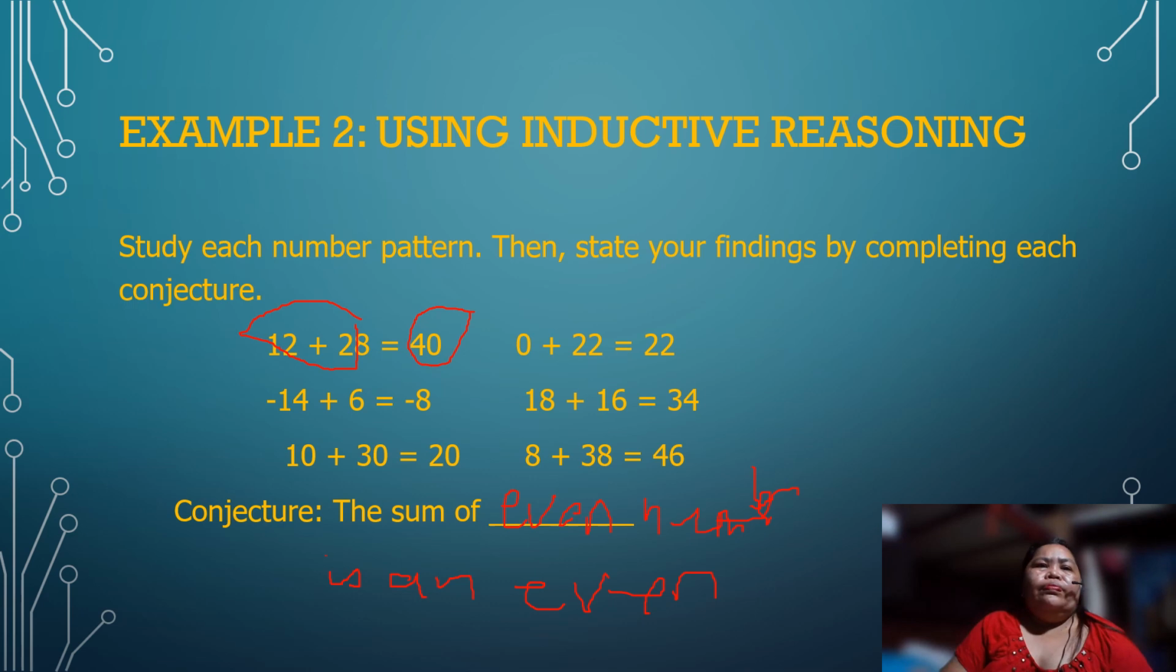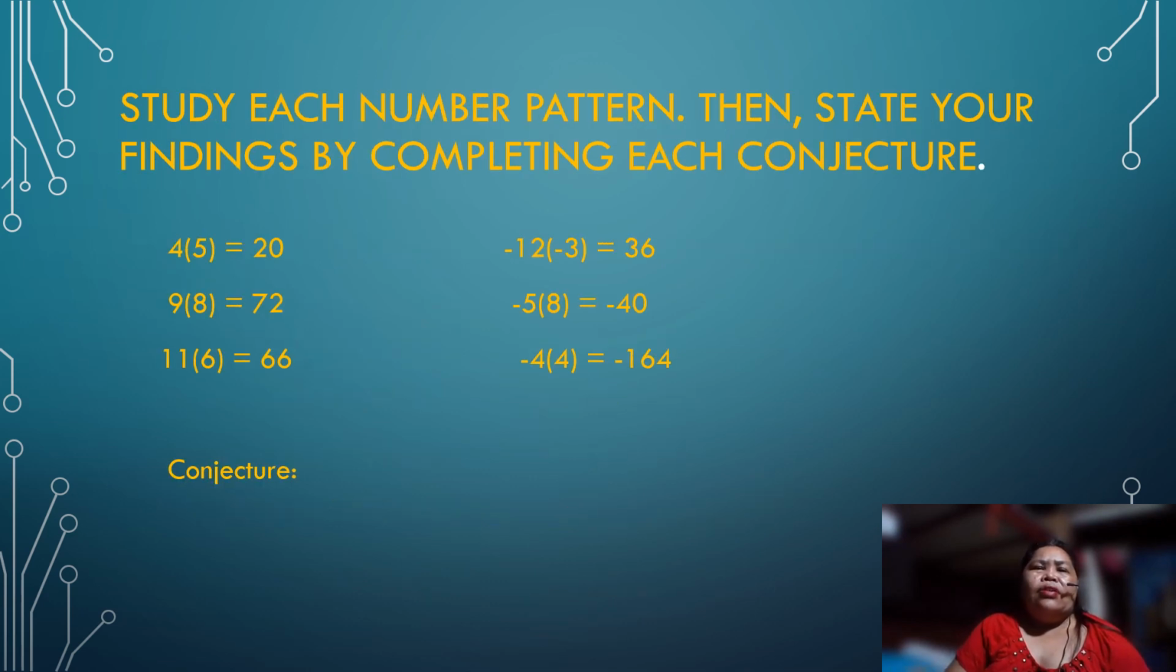All right, let's try this. Study its number pattern, then state your finding by completing its conjecture. So we have here 4 times 5 is 20, 9 times 8 is 72, 11 times 6 is 66, negative 12 times negative 3 is 36, negative 8 times 8 is negative 64, negative 4 times 4 is negative 16. Now, what conjecture can you get? Okay, so sometimes not all conjectures are positive. So find out your answer to this question. All right.